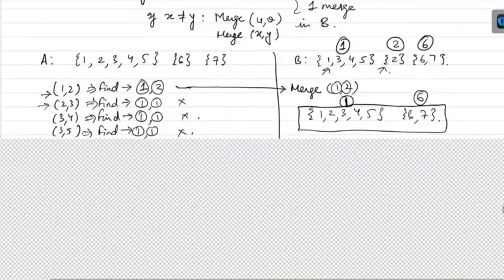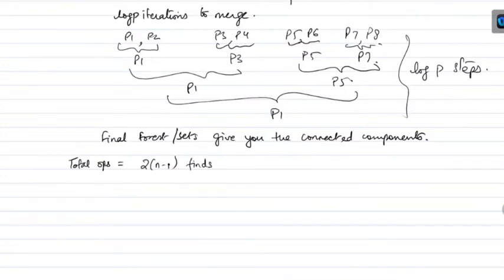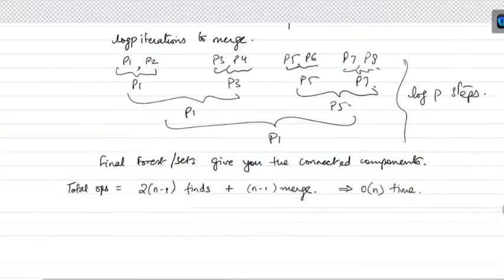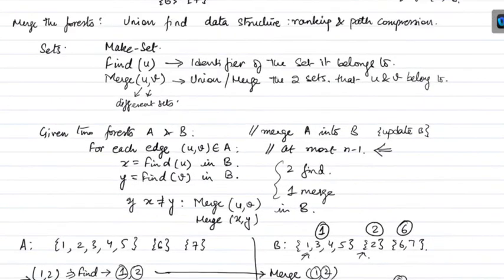So therefore, what is the total number of operations? Total operations I'm doing is 2 times n-1 finds plus n-1 merges. And the crux is that this can be done in order n time using the algorithm of ranking and path compression.